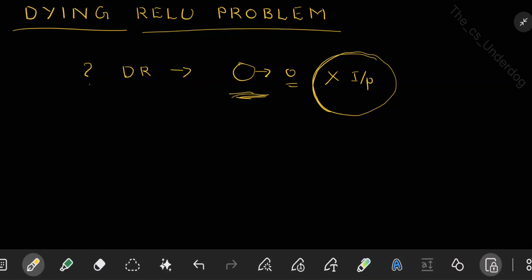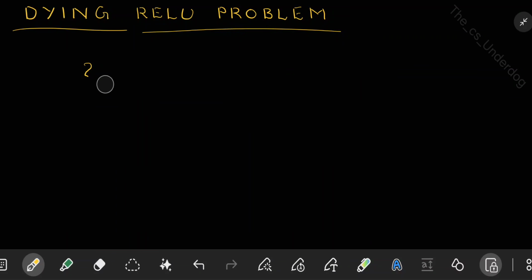So you understood at this point that once the situation is hit, there is no way to come back. It is permanently in this scenario. The neuron will effectively stop learning and it is as good as being dead. That is why we call it the dying ReLU problem. Let us see how this is getting hit and what exactly the scenario is.